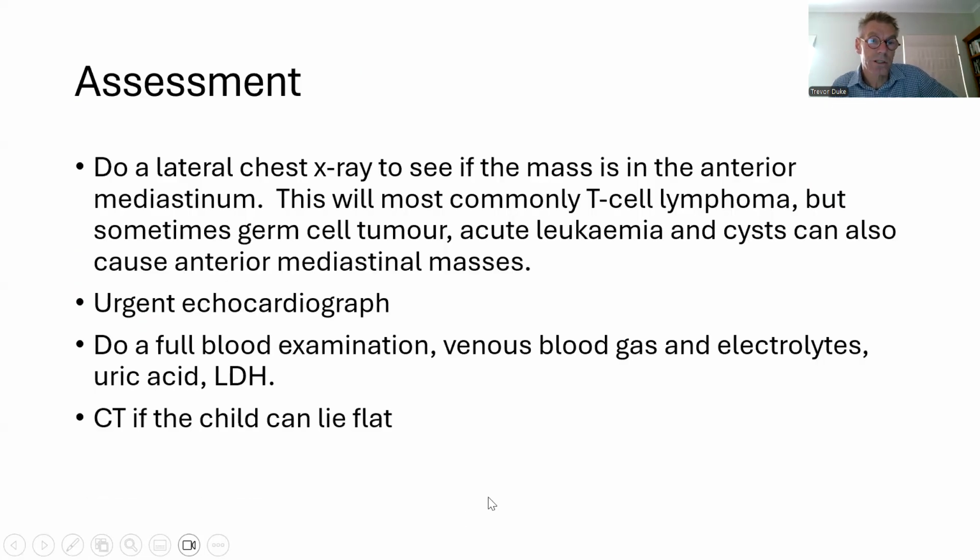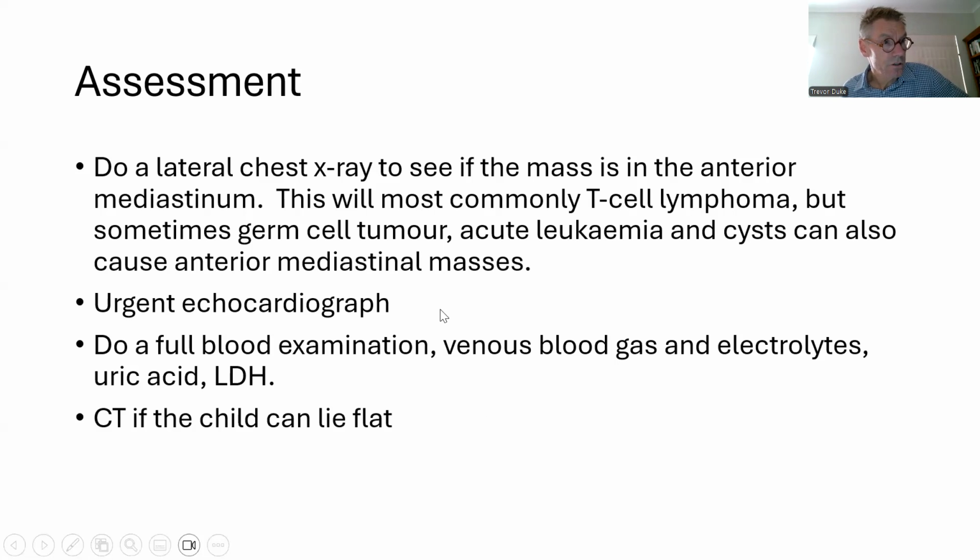You can do a lateral chest X-ray to see if the mass is in the anterior mediastinum or in the posterior mediastinum, because that can help you understand what type of tumor it is. If it's in the anterior mediastinum, it's likely a T-cell lymphoma or a thymoma if it's an older child. And if it's in the posterior mediastinum, it's likely a ganglioneuroma or a neuroblastoma. It can give you an idea.